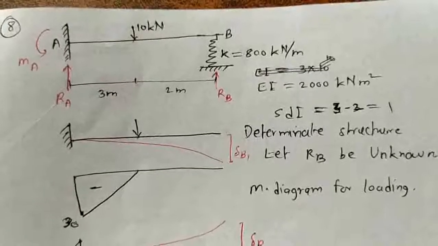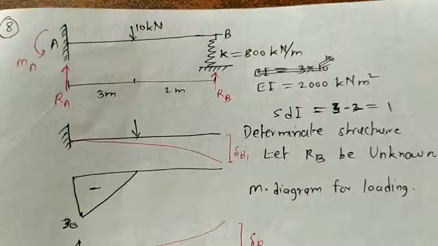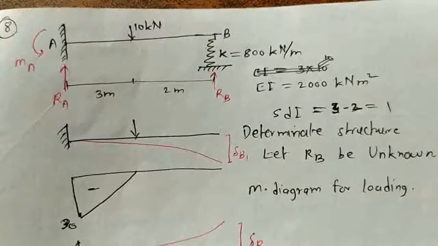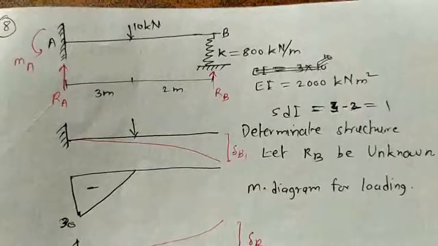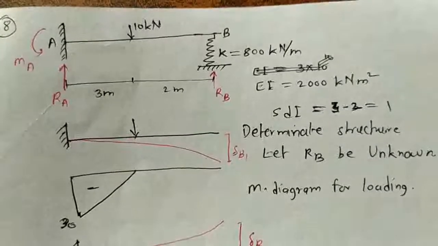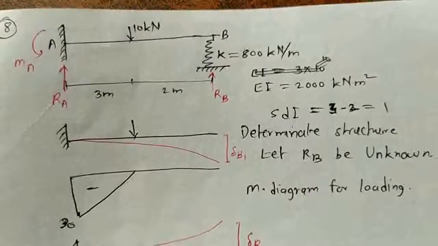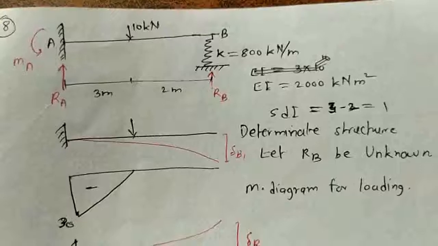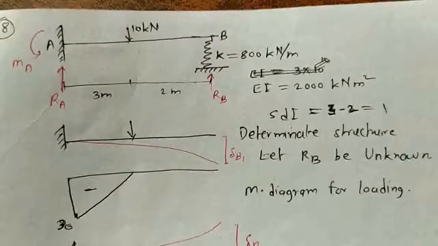To find HDI, I have shown the reactive components RA, RB and MA. Here I am not considering HA, that is the horizontal reactive component at A, because if you consider the loading on this beam, there is only a vertical load, that is 10 kN, applied. There is no application of horizontal load. That's why HA is not considered.